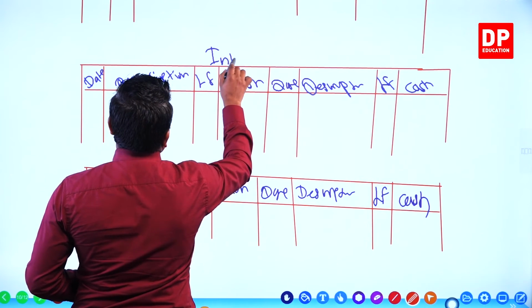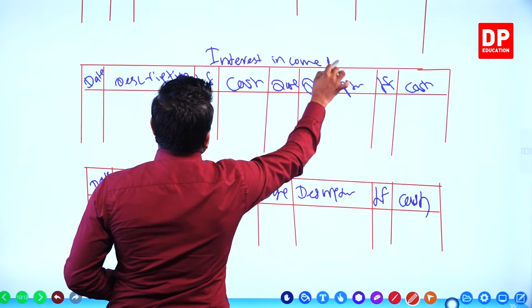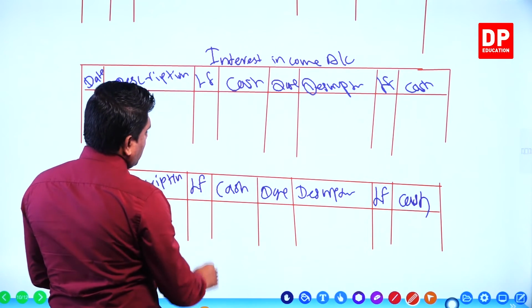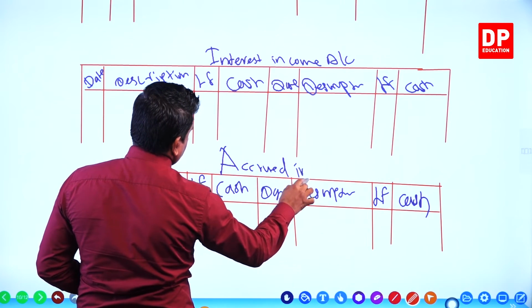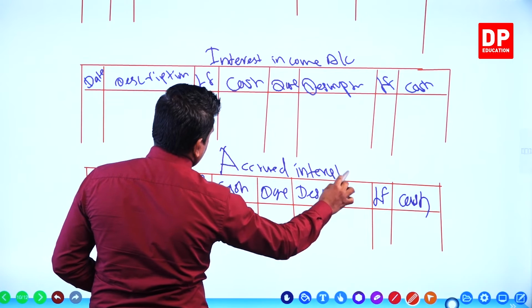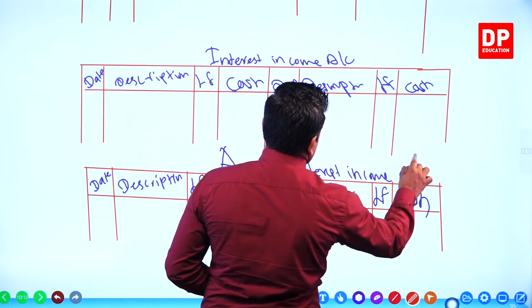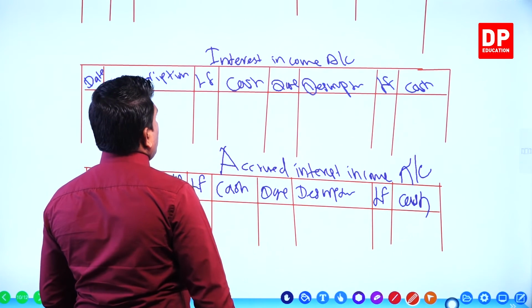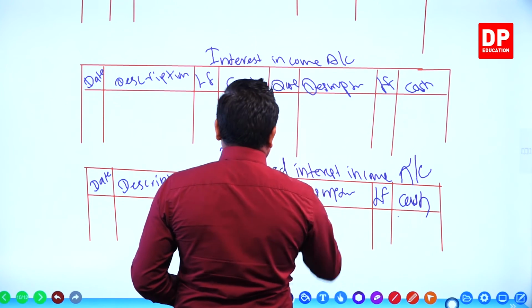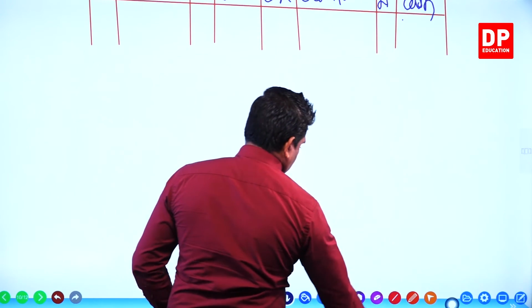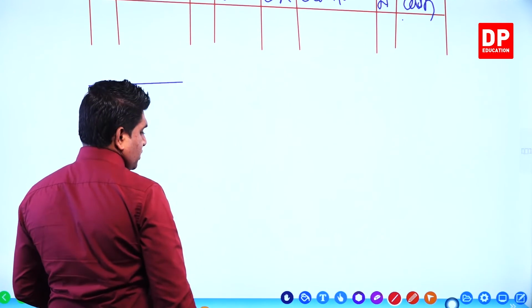What are the accounts? Interest income account, and what? Accrued interest income account. Now we have to draw financial statements also, no? Only just an extract of the financial statements, right?